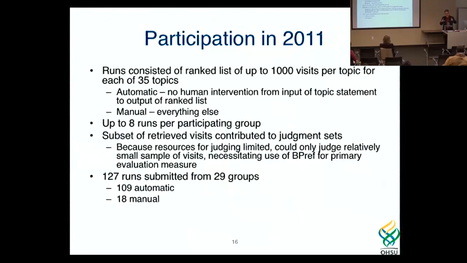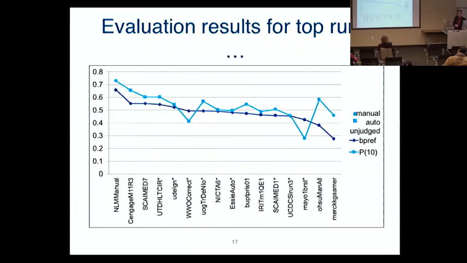So again, a run is, every topic has a query that goes into the system, and they had to classify them as to whether or not they were automatic, meaning that any processing of the topic was done only by a computer, or manual, meaning they had a person who helped devise the query. Our resources were somewhat limited, which also limited the measures that we could use, these combined measures. But we did have 29 groups who submitted 127 different runs.